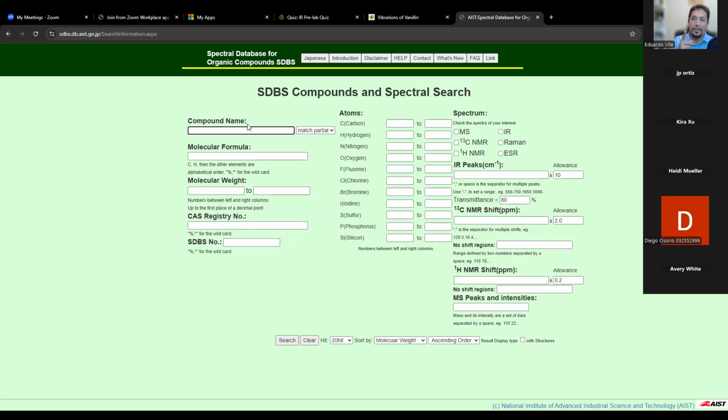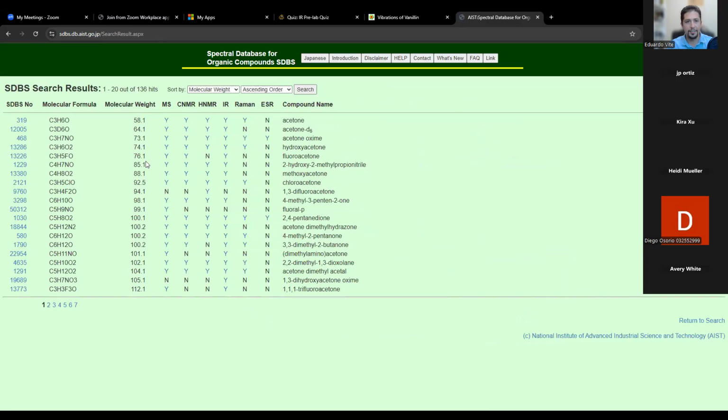So warning, I will be using this database to find spectra for your post-lab quiz. I'm going to come in here and find some spectra of some common compounds like acetone, and so on. And I will post that spectra in the quiz, and then you have to tell me what the stretches are and what functional groups they correspond to. So for example, I'm going to type in acetone. I'm going to click search, and you're going to see I get this list.